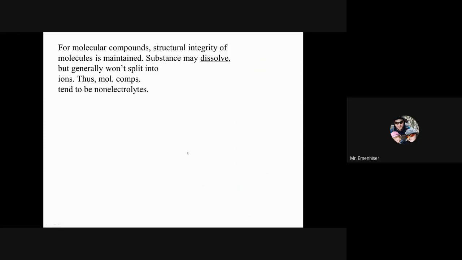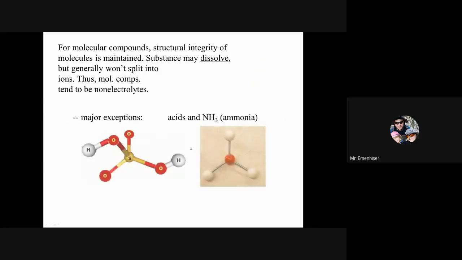All right, for molecular compounds, the structural integrity of the molecule is maintained. Substances may dissolve, but they won't split up into ions. So these are called non-electrolytes. Now there are exceptions. These are molecular compounds or covalent compounds where it's all nonmetals. All right, so you've got sugars and alcohols that will dissolve. There are two exceptions. One of them is called an acid, which we'll learn our 7 acids, and then ammonia. These are covalent compounds, right?